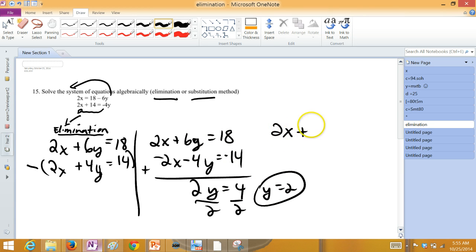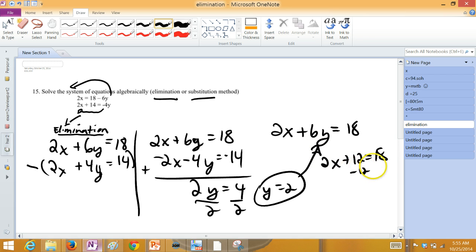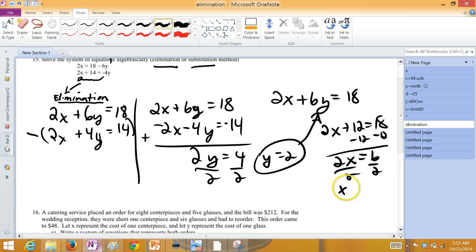If 2x plus 6y is supposed to be 18, knowing that y is 2, that tells me that 2x plus 12 is 18. When you take away 12, you'll get that 2x is 6. Divide by 2, you'll get that x is 3. So that is the elimination method.